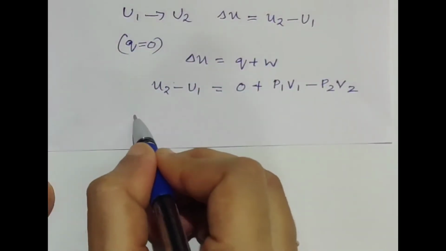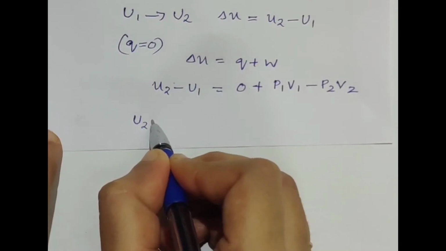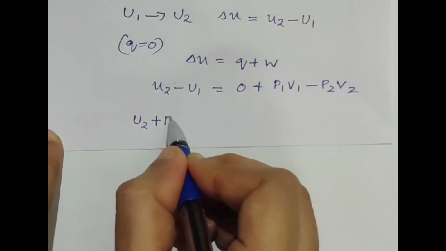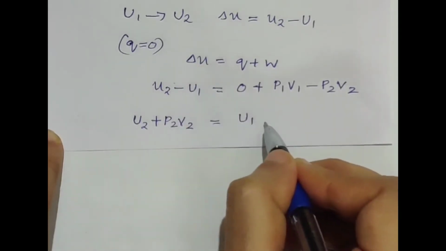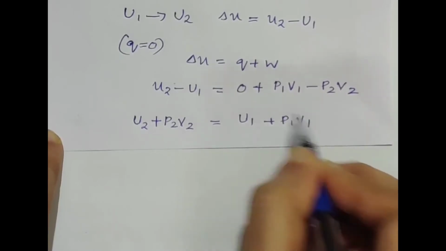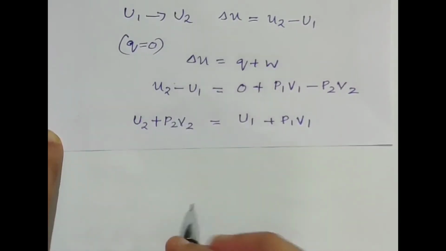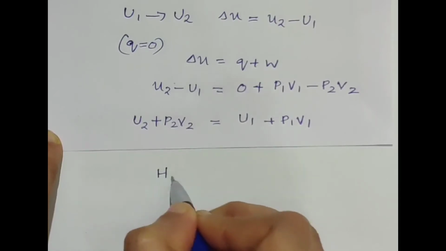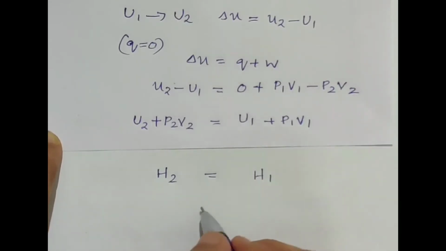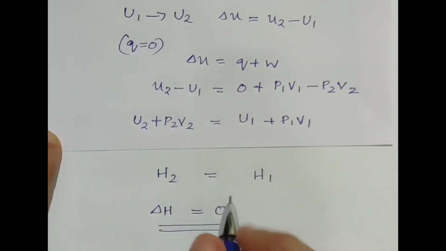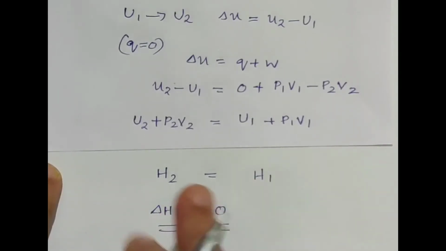We can rewrite it as U2 plus P2 V2 equal to U1 plus P1 V1. What is this? U plus PV means enthalpy. That is, H2 is equal to H1, enthalpy. H2 minus H1, that is delta H is equal to 0. This is during Joule-Thomson adiabatic expansion of a real gas.